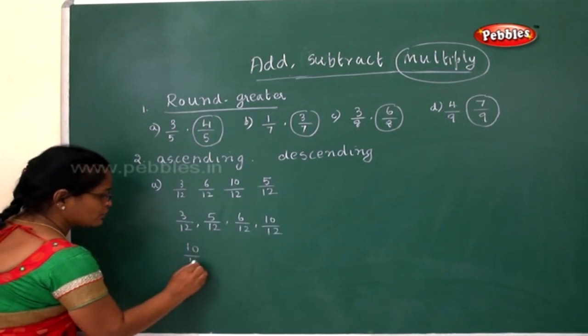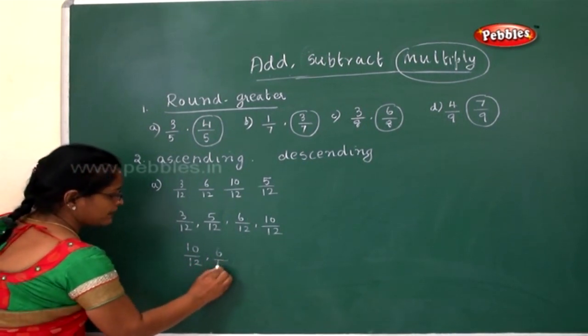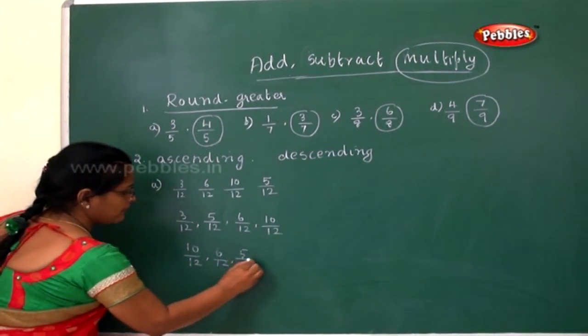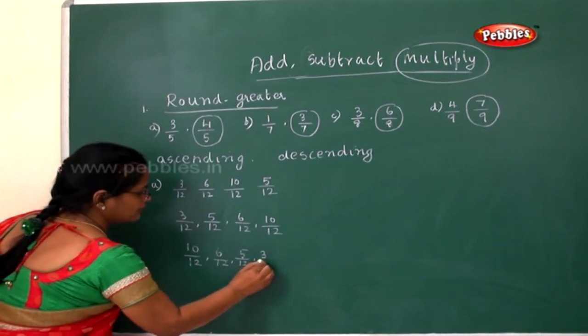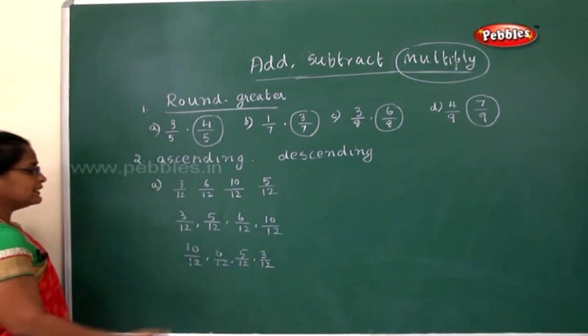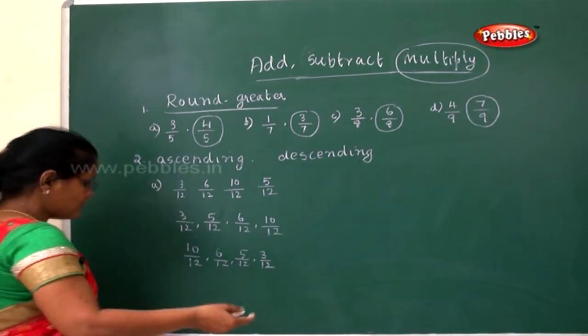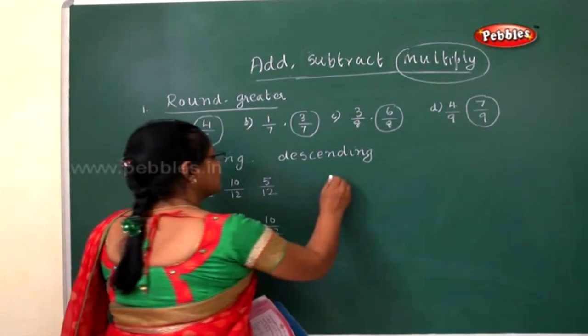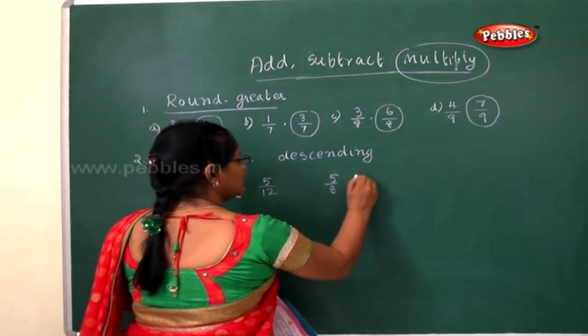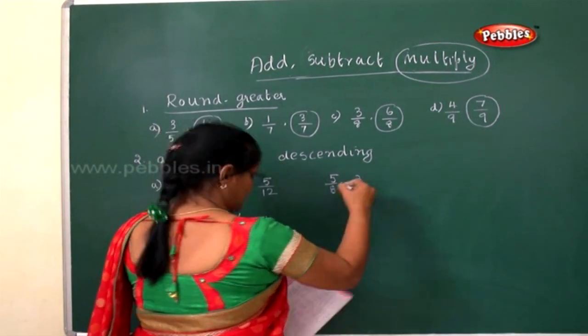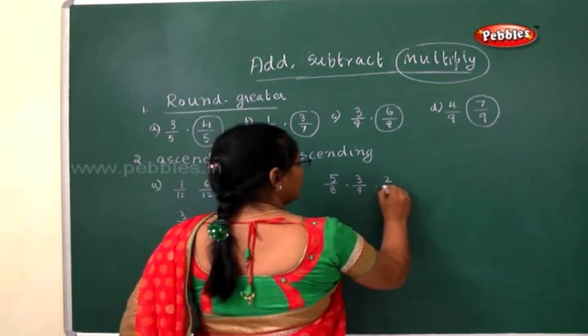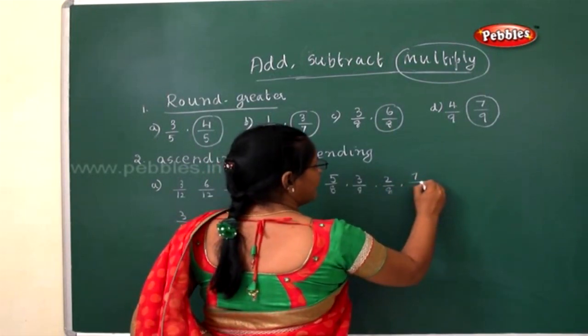You will write 10 by 12, 6 by 12, 5 by 12 and 3 by 12. Ascending is from small to big, descending is from big to small. Now the next sum is 5 by 8, 3 by 8, 2 by 8 and 7 by 8.